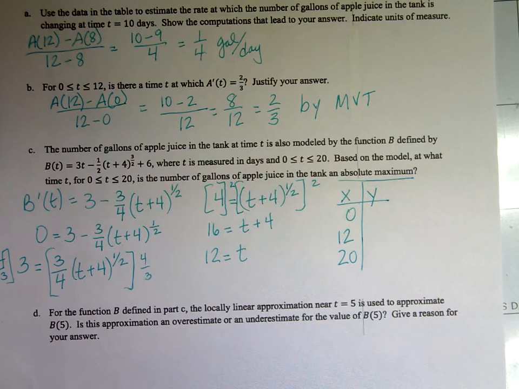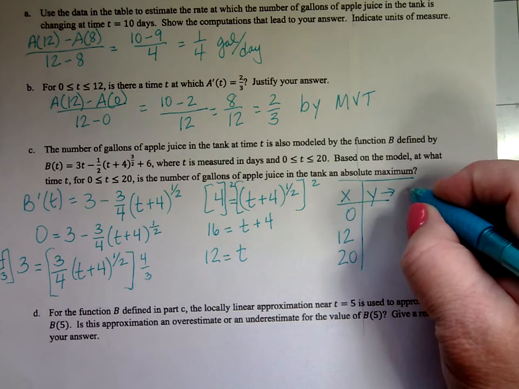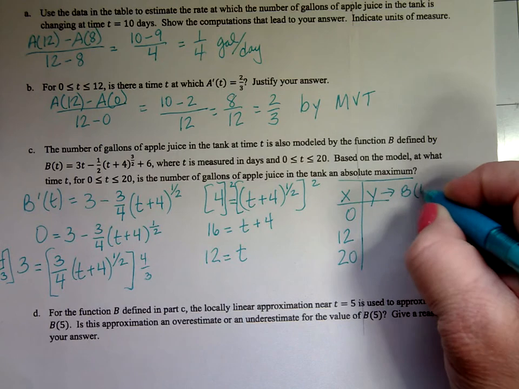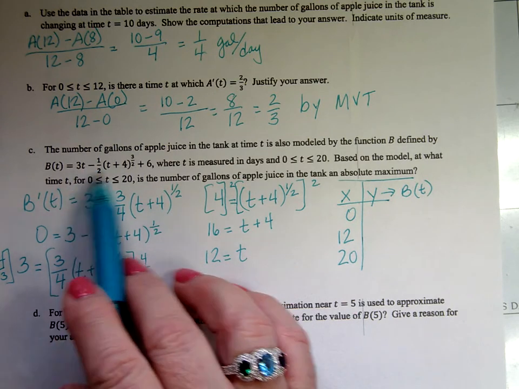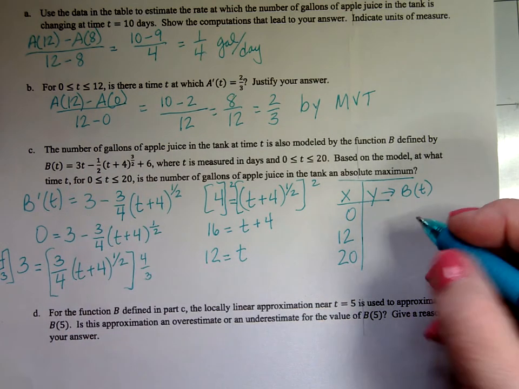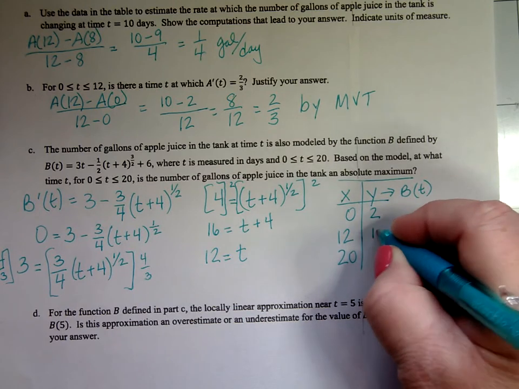Now where am I plugging it? I'm plugging it back into the original because I want to know what the y values are doing. So it's going into b of t. So in your calculator, you're going to put in y1, plug this in. You're going to get values out, I'll tell you. 0 gives you 2, 12 gives you 10, and 20 gives you 7.2.